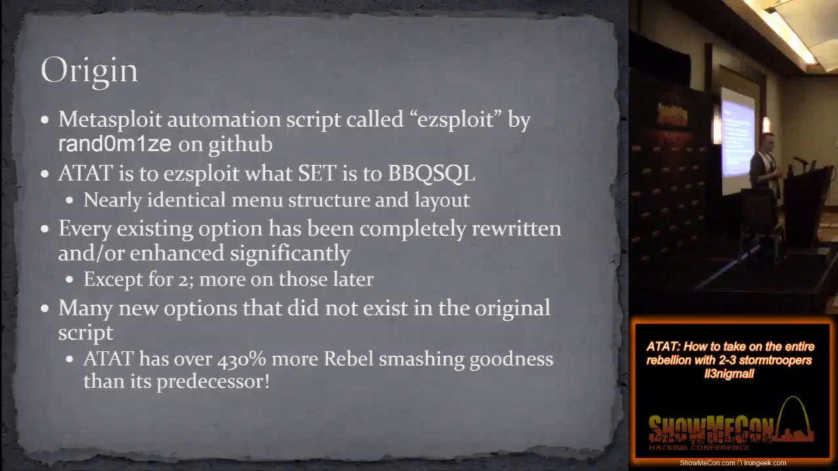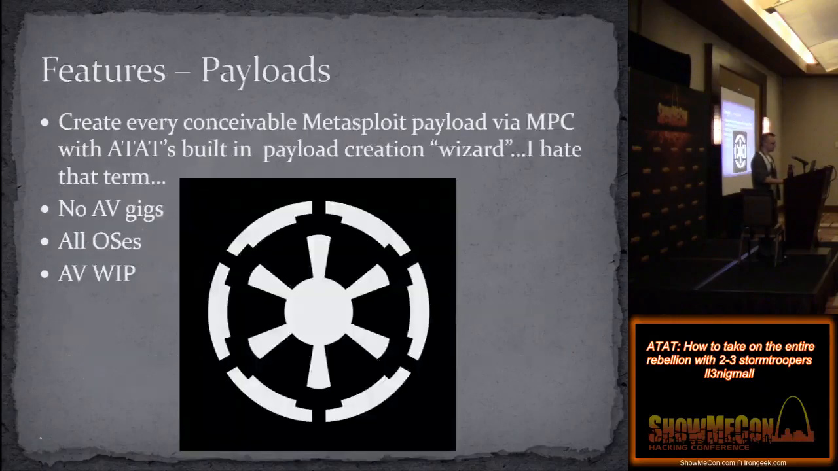The origin of the tool came from a Metasploit automation script that I found on GitHub called EasySploit by somebody named Randomize. And much the same way that Barbecue SQL uses the Social Engineering Toolkit's menu structure, ATAT uses a modified version of the EasySploit menu structure. Every existing option that's been retained in ATAT has either been completely rewritten from the ground up or enhanced significantly, except for two shortcut options that I'll touch on later. And there are a ton of new features in this tool.